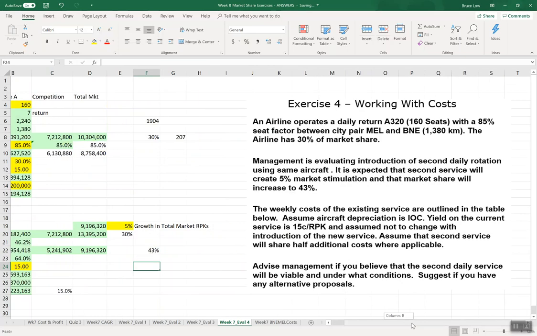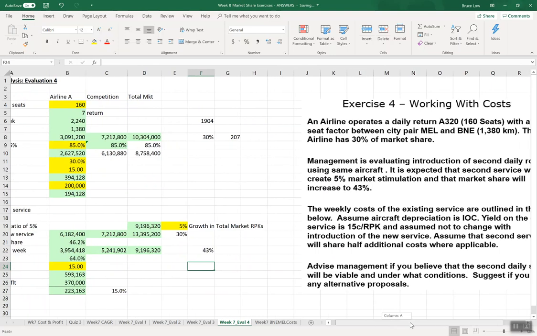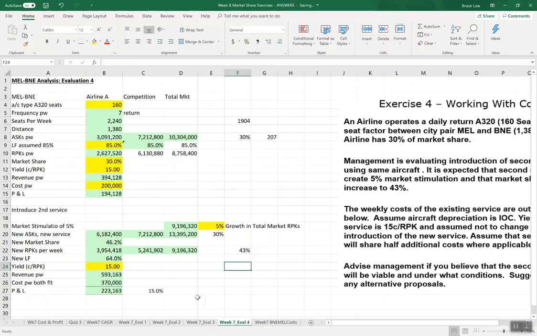So the question ends, advise management if you believe the second service is viable and under what conditions. And suggest if you have any alternative proposals. So that second service does look viable based on the assumptions that we've made. We're getting a 15% growth in profit, and that's covering our costs.